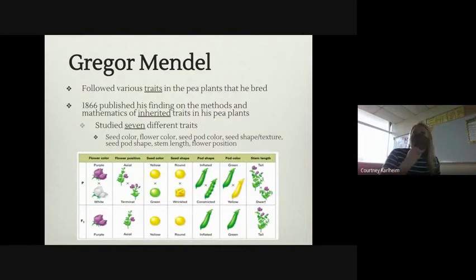So how he did this is he studied pea plants. So he was a monk. He didn't have amazing things to look at. So he grew and studied pea plants. And he followed various traits in the pea plants that he bred. So things like the flower color, where the flower grows, if it's on the bottom or if it's on the top, seed color, seed shape, pod shape, and pod color, and also stem length. So he studied most of those traits. Then in 1866, he published his findings on the methods of mathematics of inherited traits in his pea plants. Like I said, he studied 7 different traits, and I read all those. It's in the diagram on the picture also. It's also in your notes, if I can find them ever.